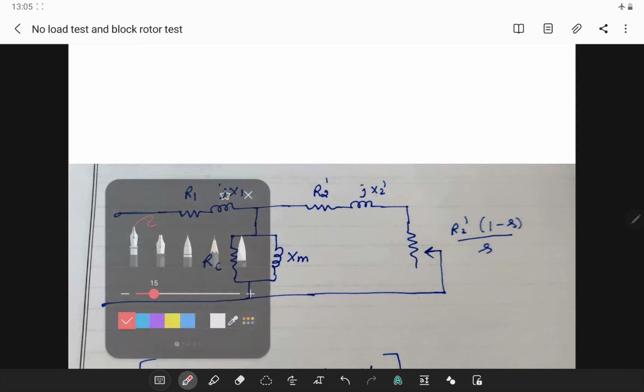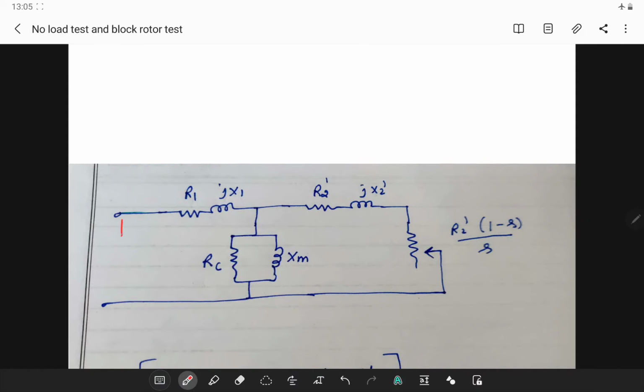Let me write the values. This is the phase voltage. This is the phase current. Okay, I am performing all the calculations on a per phase basis. So I have already found the value of R1. Now X1, X2 dash, R2 dash, RC and XM I will need to find out.